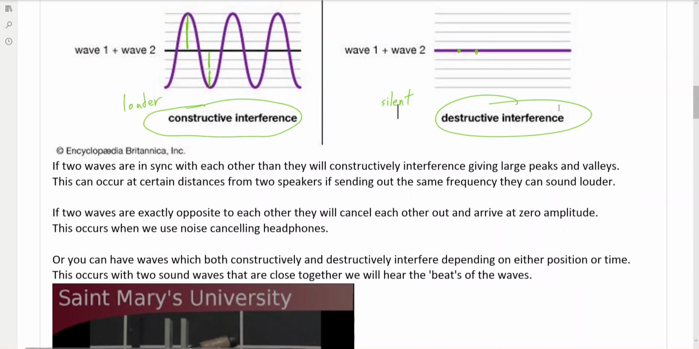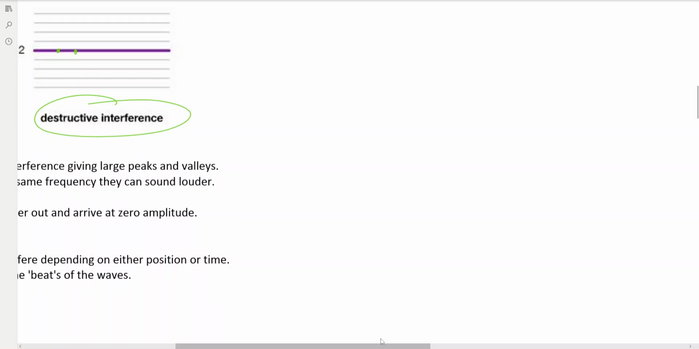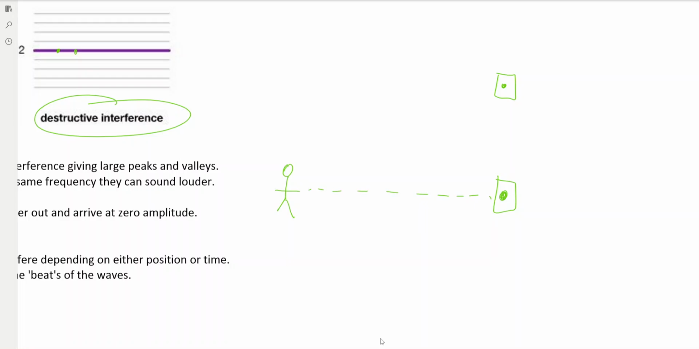Alright, so very important concept. If two waves are in sync with each other, they will constructively interfere, giving large peaks and valleys. This can occur at certain distances from two speakers, if they're sending out the same frequency. Because the speakers are different distances away, maybe I'll just draw this out quickly. If this is you, the person listening, and there's a speaker over here and a speaker over here, each one has some distance that the sound needs to travel.